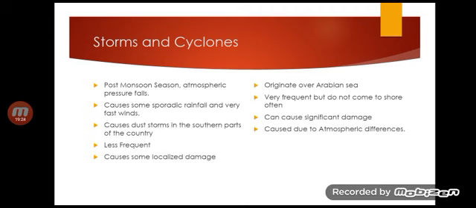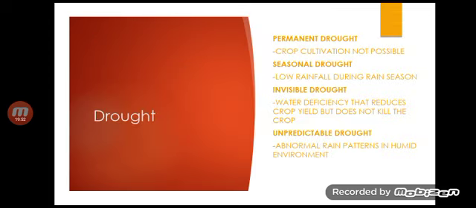The cyclones are the localized form of storms over the ocean. They originate over the Arabian Sea. They are actually very frequent, but most of the time they don't come to the shores of Pakistan. They go to the shores of India, or to the shores of Oman and Yemen, but rarely do they come to the shore of Pakistan. And whenever they do, they cause a great deal of damage, which is again not very productive.